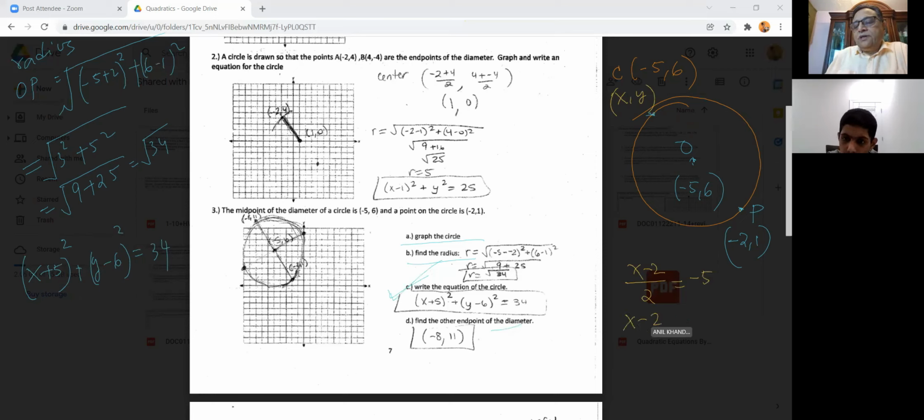x minus 2 equals minus 10. x equals minus 10 plus 2, which is minus 8. Do you see that? How easily we got it? Now similarly find the y value.